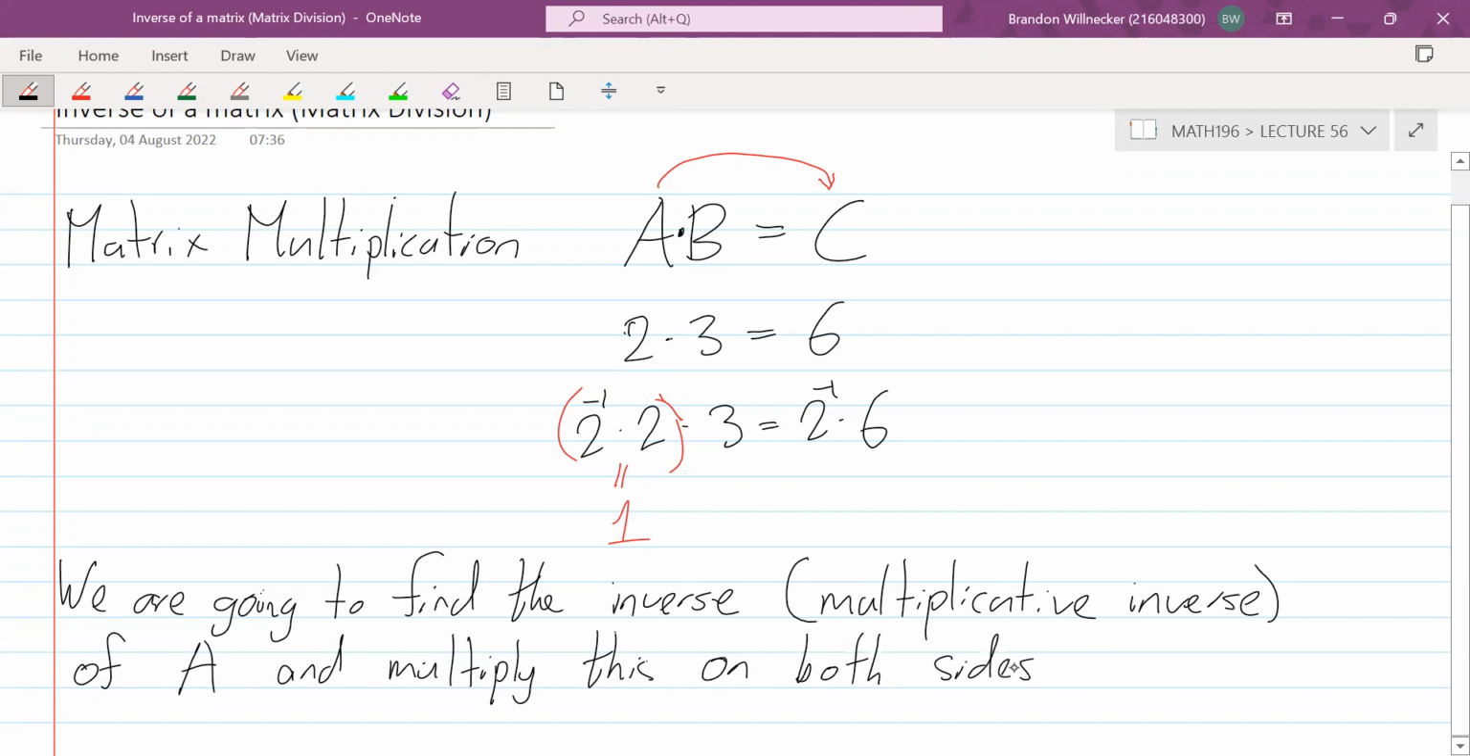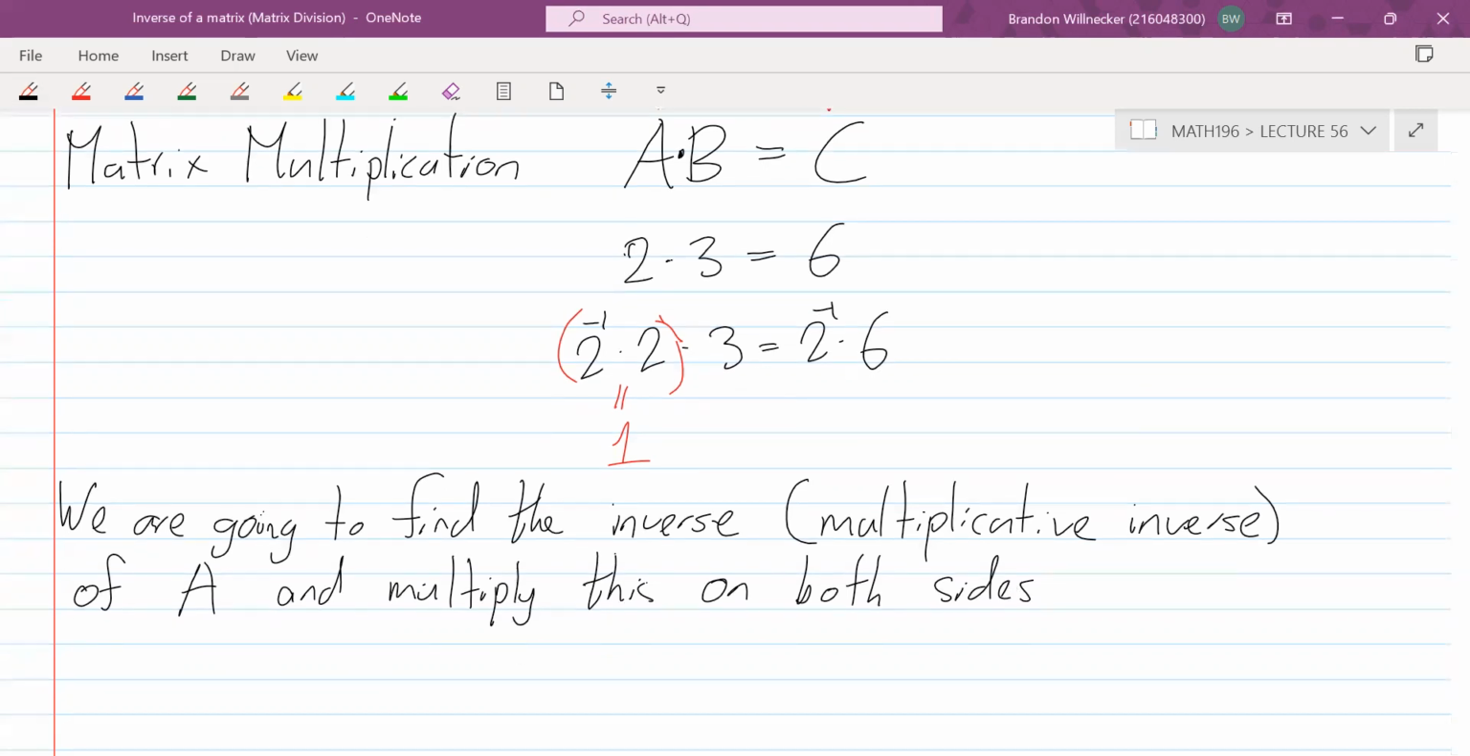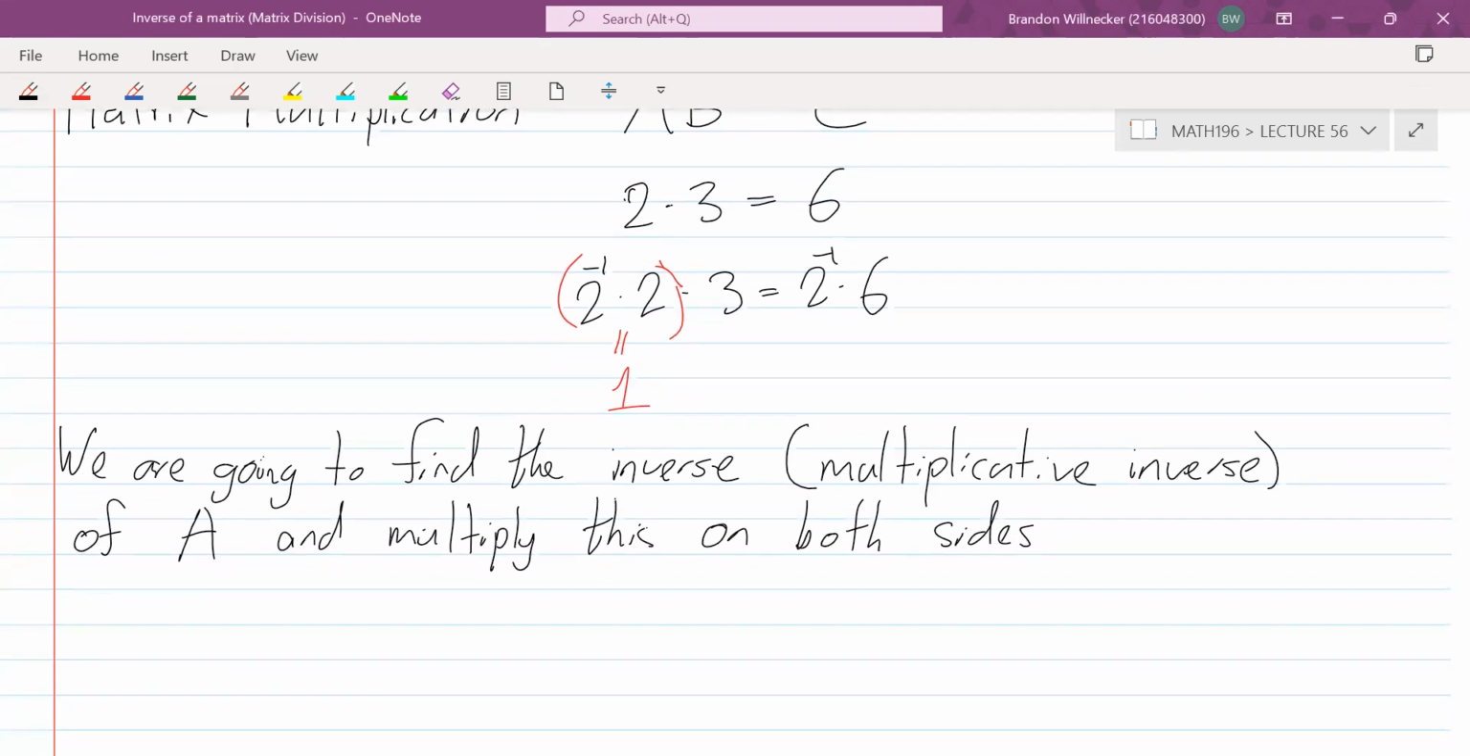Okay, and we're going to use a very similar notation. So the multiplicative inverse of 2 is 2 to the minus 1. We're going to use the same notation. Now, it doesn't mean 1 over A. It's just a notation that we use to describe the inverse. So it's just a way of writing it. It doesn't mean 1 over the matrix.